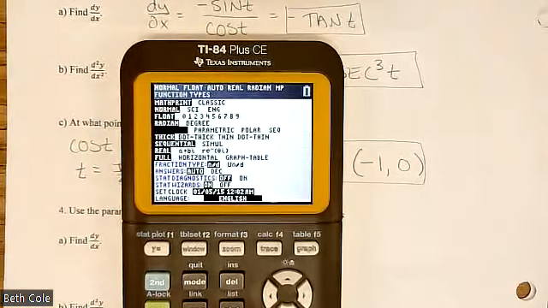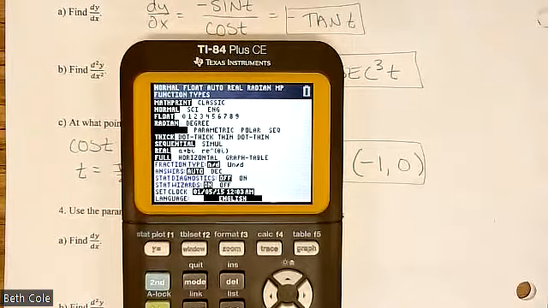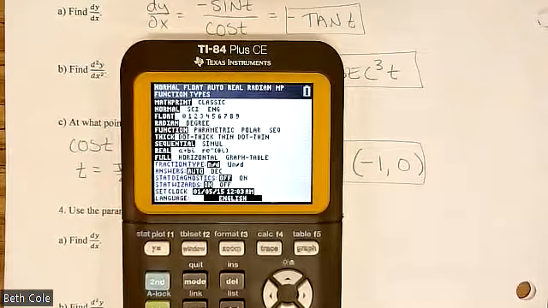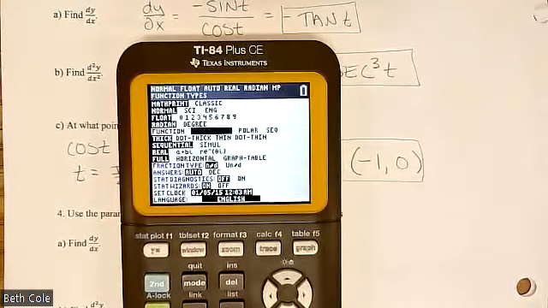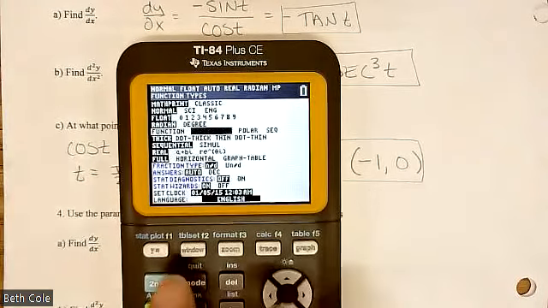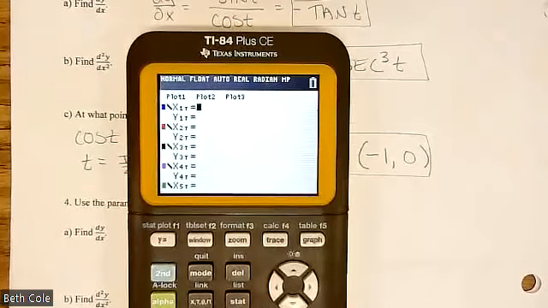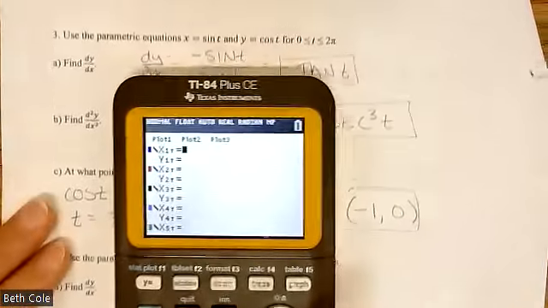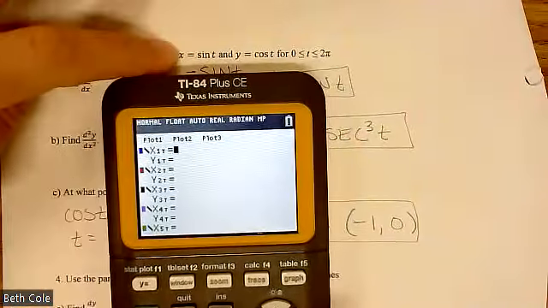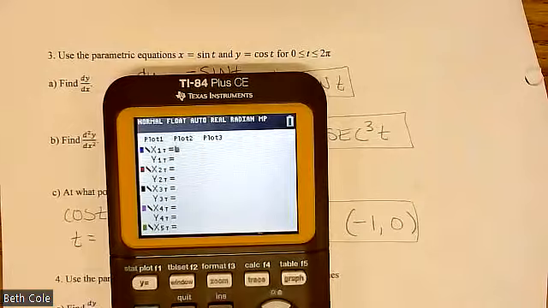Do you see where it says function? What does it say right next to that? Go and put it in parametric mode. So go down to parametric and hit enter. All good? Now, when you hit y equals, you will see that it looks different. You'll have x equals and y equals for the first one. So let's go ahead and type those in. It's x equals sine of t.